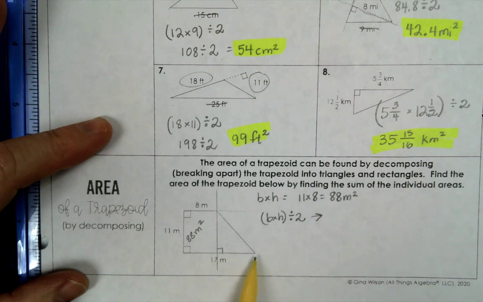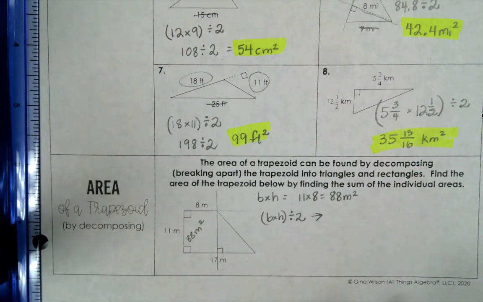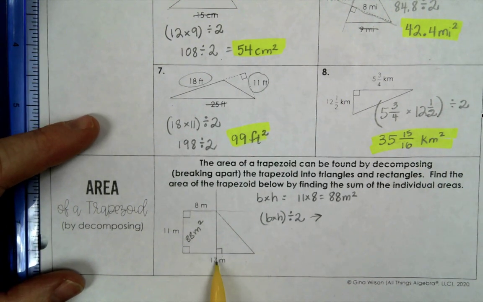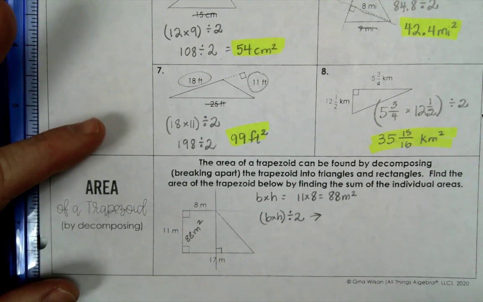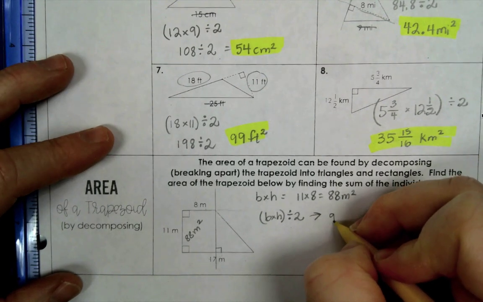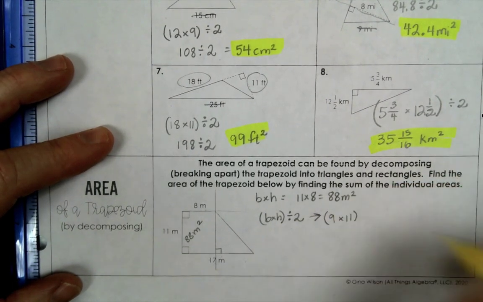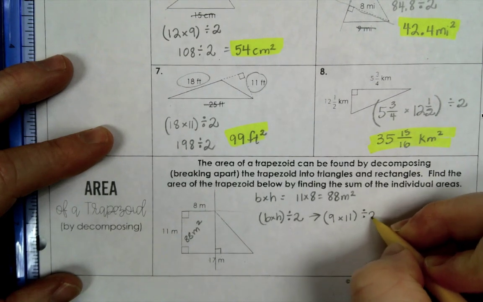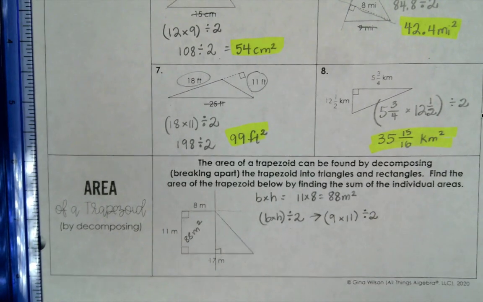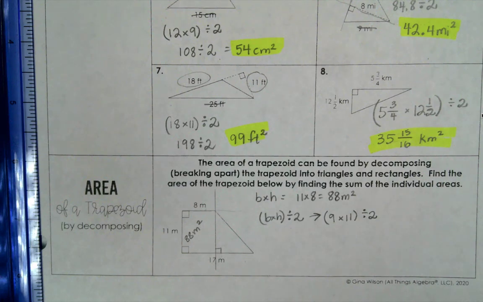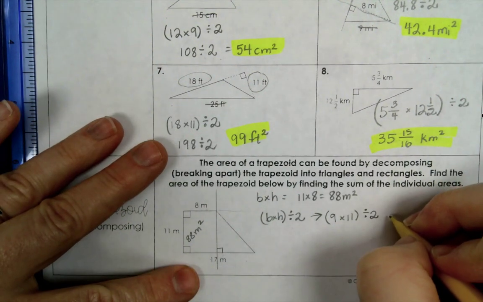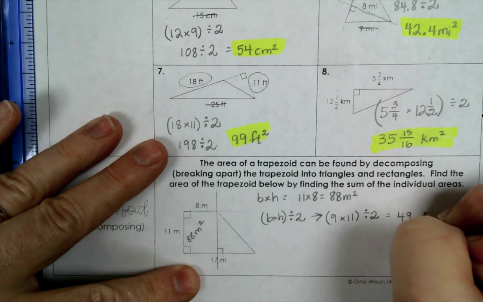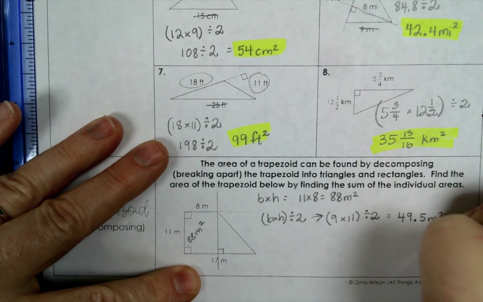However, my base here is 17 and the top is 8. But I need to know this side right here. So this is where we have to start deconstructing and playing with numbers. I know that 17 minus 8 will give me this. So 17 minus 8 is 9. So my base is 9. My height is 11. And then I'm going to divide that by 2. So 9 times 11 is 99, divided by 2 is 49.5 meters squared.